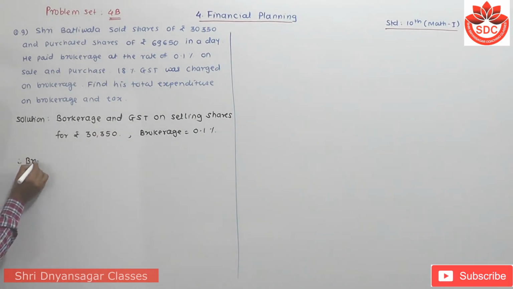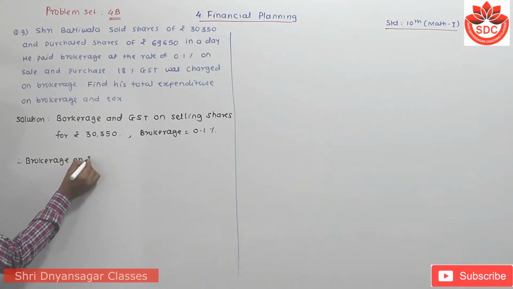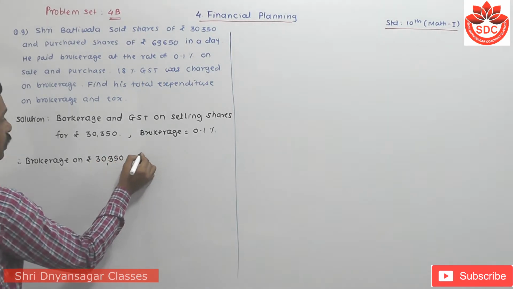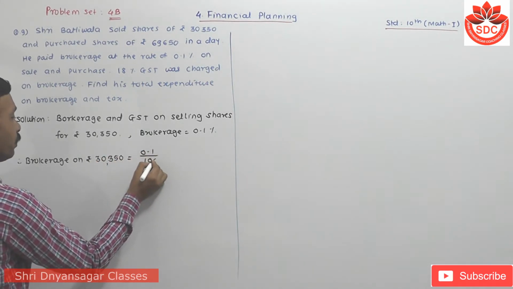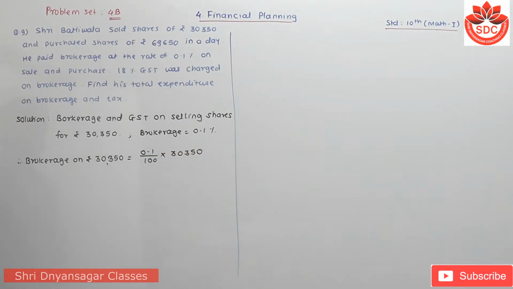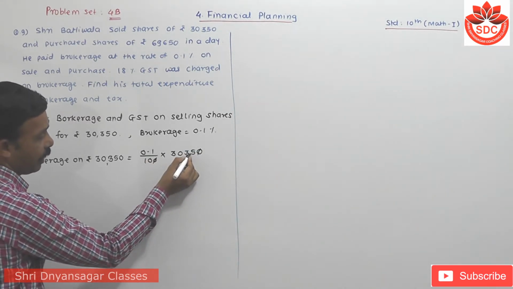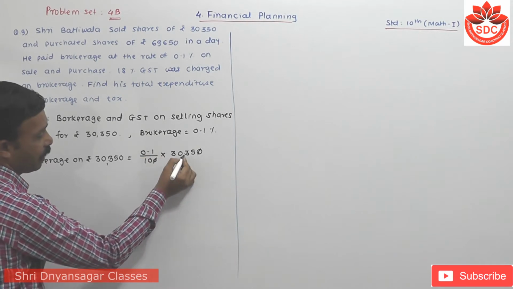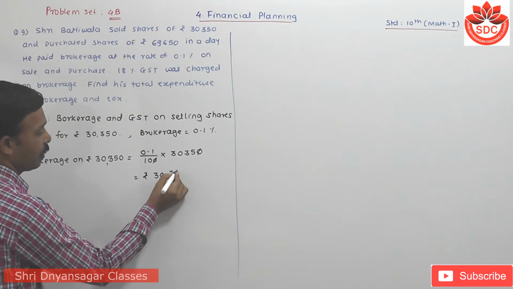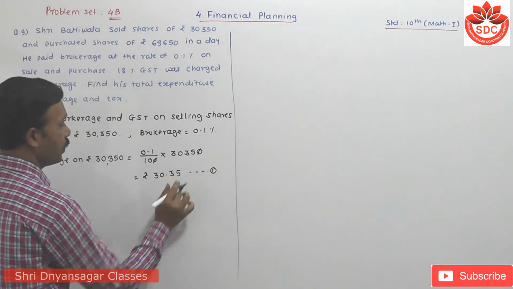Therefore, brokerage on rupees 30,350 is equal to 0.1% into 30,350. Students, the 10s get cancelled. Now the decimal point is here. When divided by 10, again multiply by 0.1. Then here it means rupees 30.35 is the brokerage. Yes, this is equation number 1.